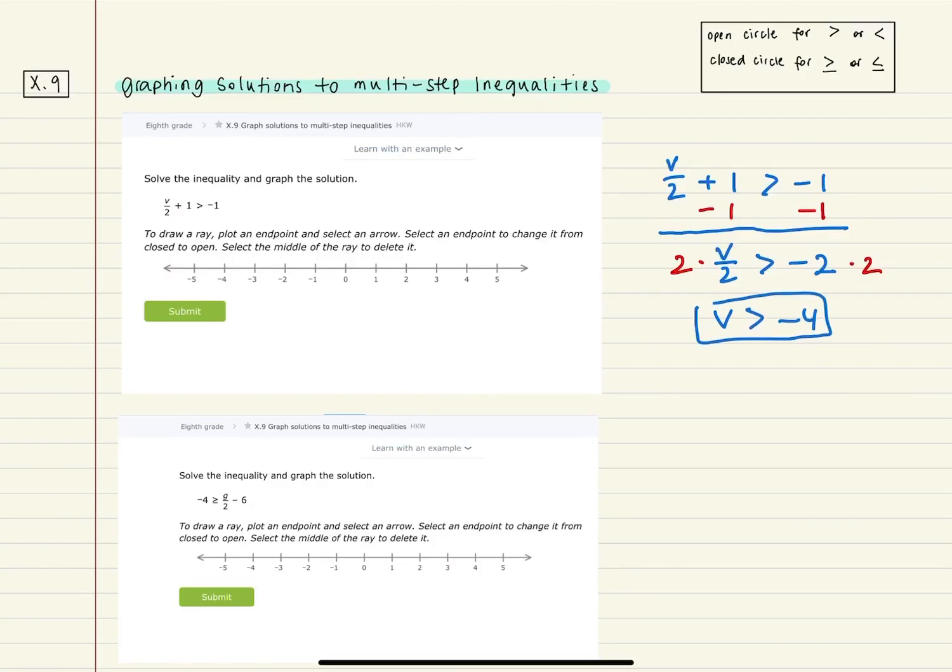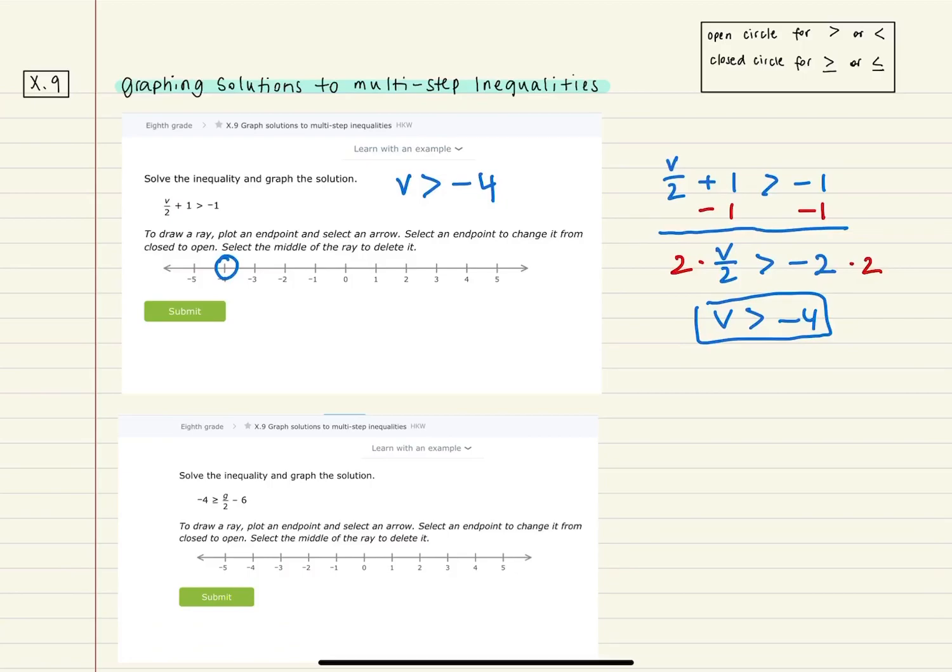Okay, so now we are ready to graph our solution because we solved the inequality. Step 1, always draw a circle at your number. So negative 4, we're going to draw the circle. If you don't have the equal sign as a part of the inequality, so if you have just greater than or less than, then we use an open circle to show that the number is not a part of the solution. So I'm going to leave my circle unfilled.